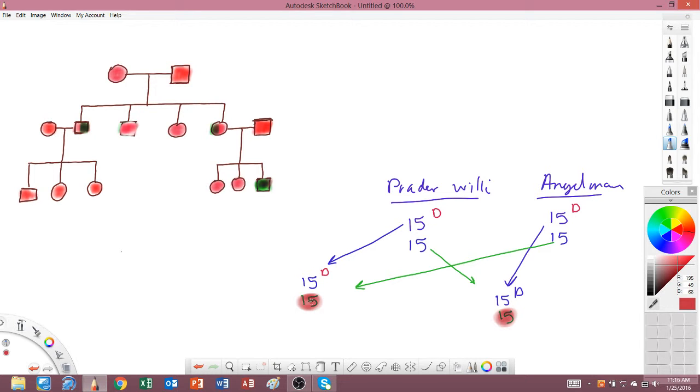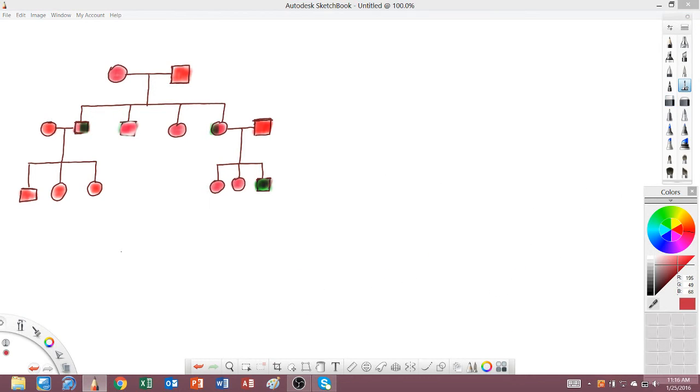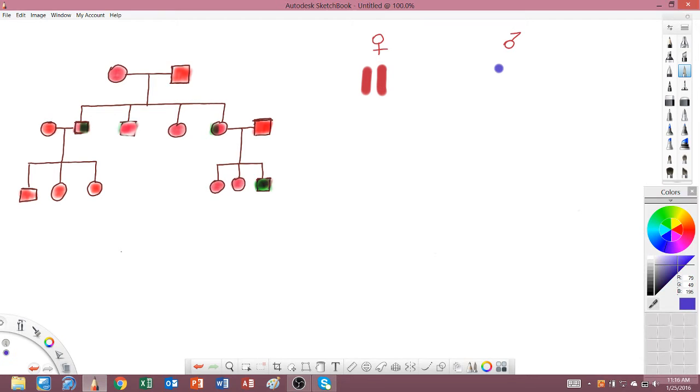Let me do it in another way. It could be confusing if you don't take your time and think about it. So we have mom and dad. Mom has chromosome 15, 2 copies. Dad has chromosome 15, 2 copies. Good? And then mom has a deletion in one of the chromosome 15s.